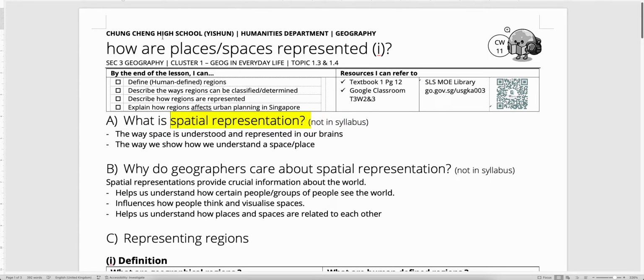Now, this term is not really in your syllabus, but I'm just giving you an idea why we're talking about this, because in geography, a lot of times we represent spaces. So spaces represented becomes spatial representation. We always represent spaces because that's how we understand them, and then we keep it in our brain in a particular manner. It also reflects how we understand a space or place, or how others represent a space or place.